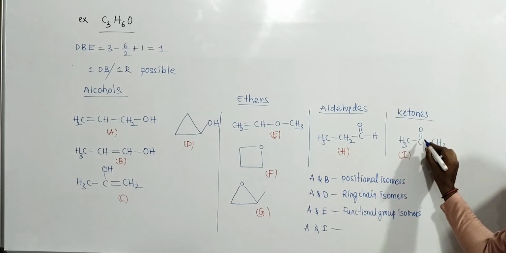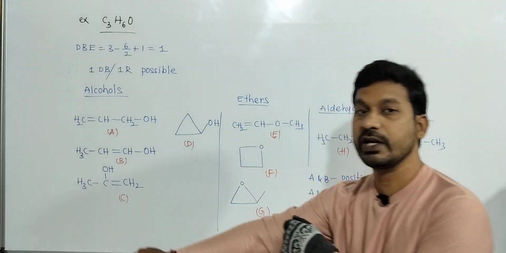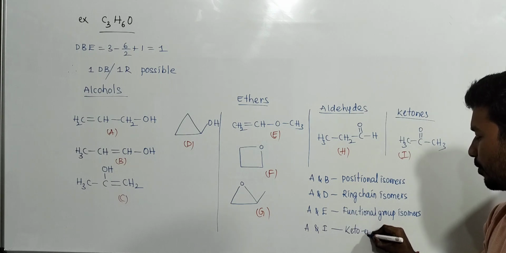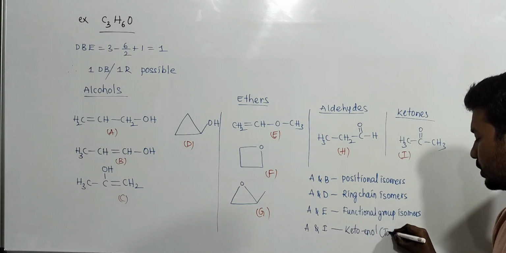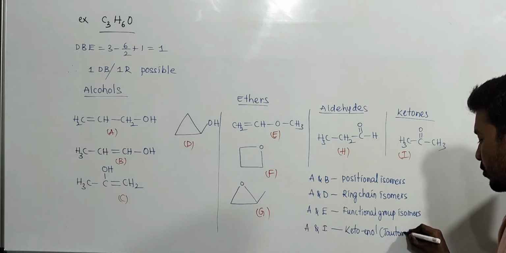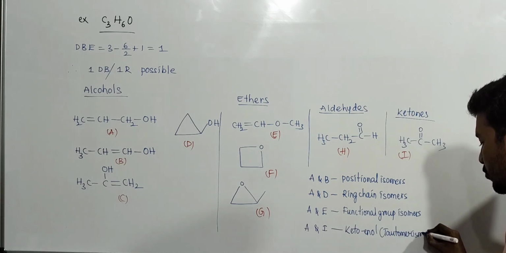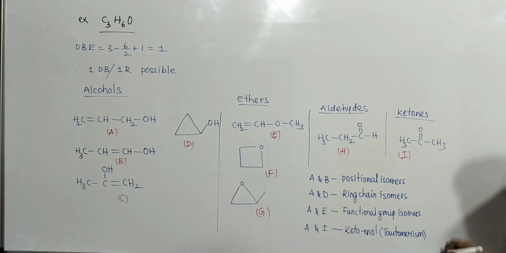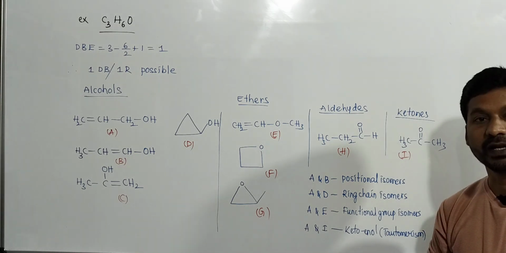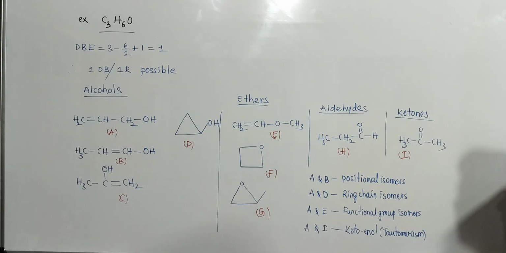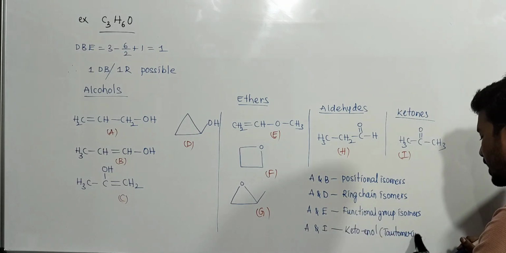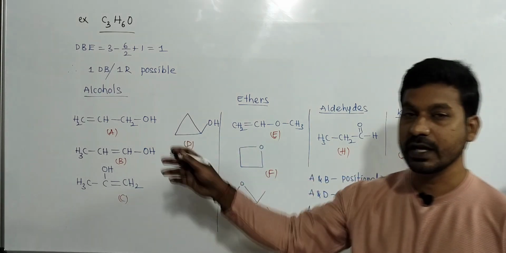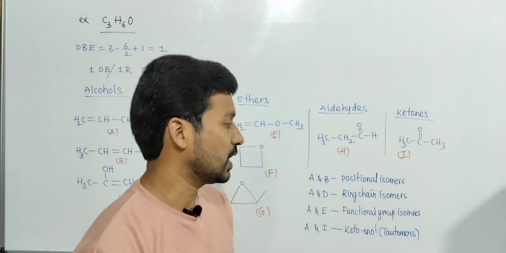One is keto form, this is enol form, keto-enol isomerism. One is keto form, other has enol form. This is also called tautomerism. Atropisomerism we have not discussed yet. Our next isomerism, the last isomerism in structural isomerism, is tautomerism. A and I are tautomers. One is keto form, other is enol form. Keto-enol isomerism, that is tautomerism.